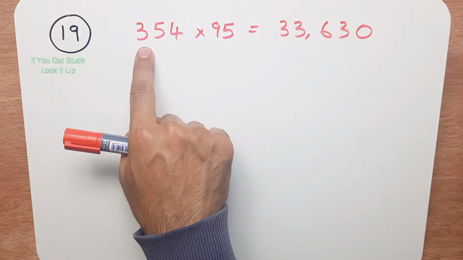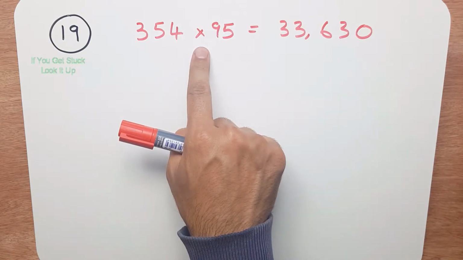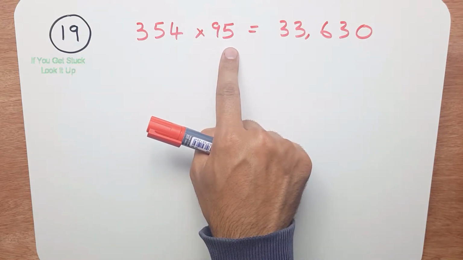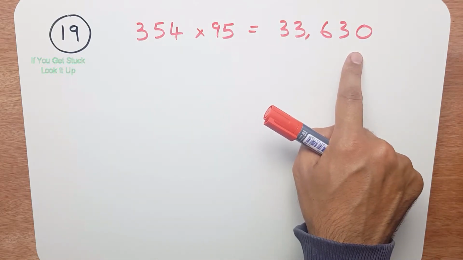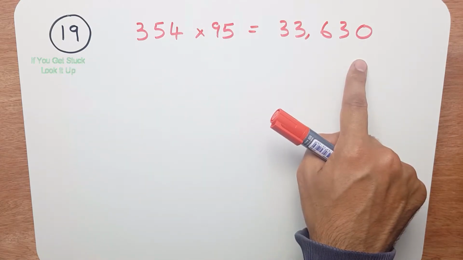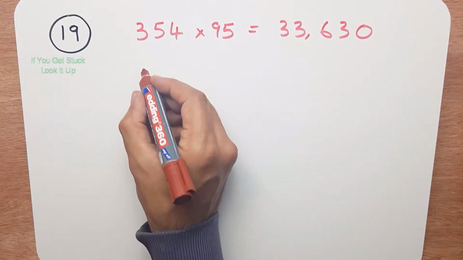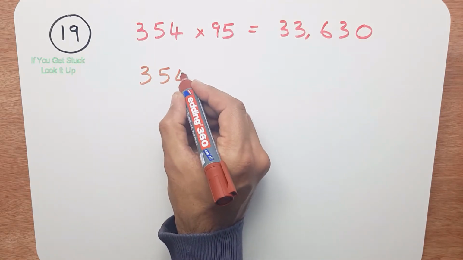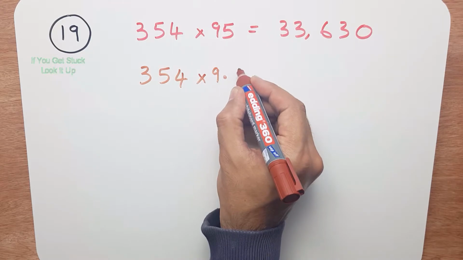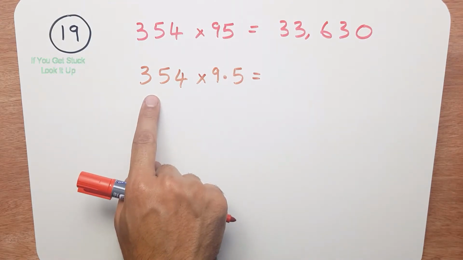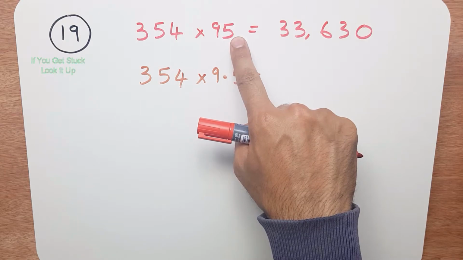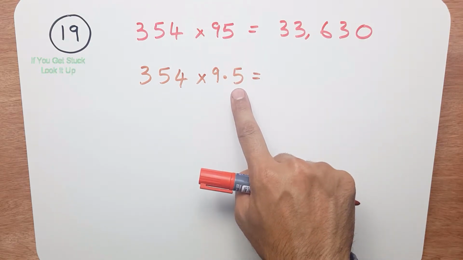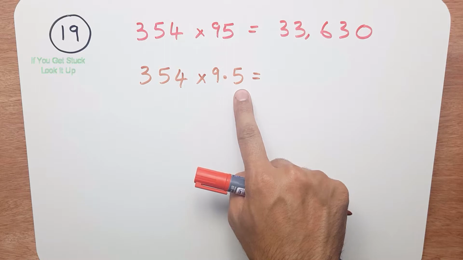In this question, we're told 354 times 95 is 33,630. So we have to work off that. Now we have to work off 354 times 9.5. Now to do this sort of question, if you look, the first two numbers are exactly the same. The second number is 95 and the second number here is 9.5.